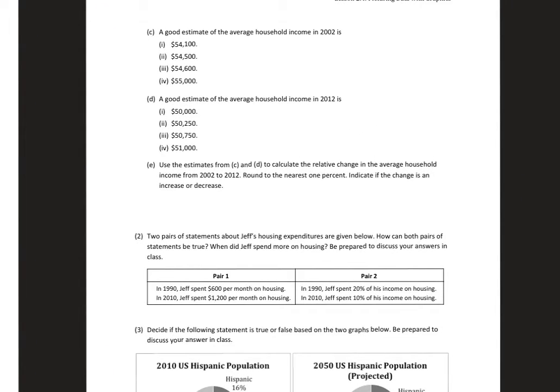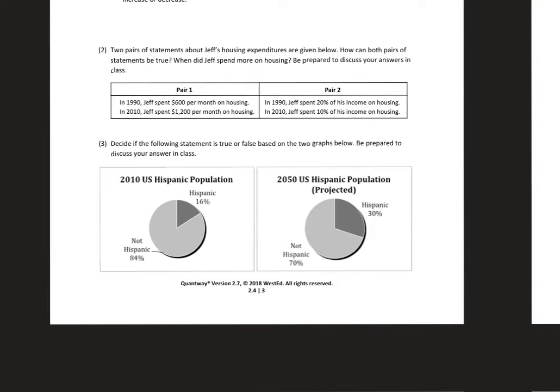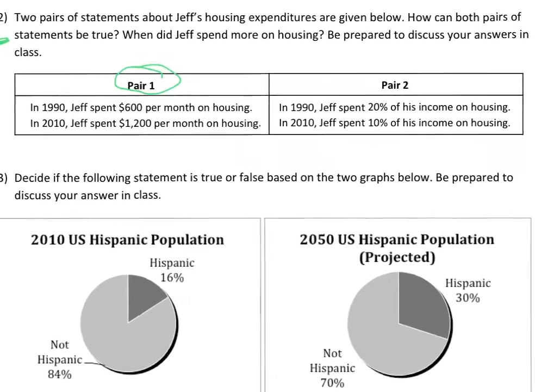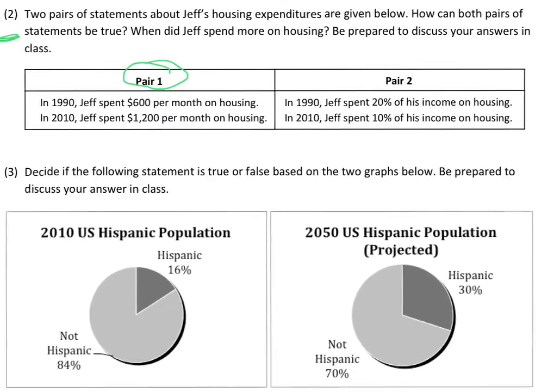Okay, now I will not always go over everything on the P&Ls, but this video is showing you the capabilities of the tool as much as anything. Okay, let's take a look at number 2 here. In 1990, looking at pair 1, pairs of facts. In 1990, Jeff spent $600 per month on housing. But in 2010, Jeff spent $1,200 per month on housing. So look at that. How much he spent on housing per month went up 2 times.